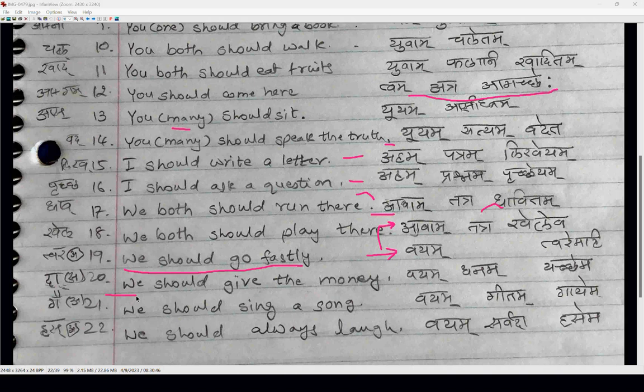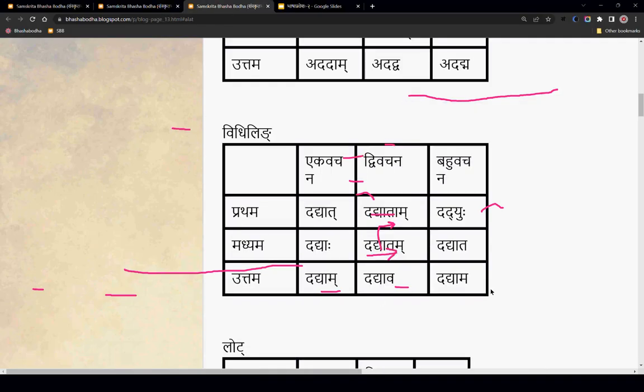Next one. We both should play there. Avam tatra kheleva or krideva also coming, right? Yeah, that is done. Next one. 20th is we should give the money. Vayam dhanam yachema. Now you use this. Da. Yeah. Yachema. If you use the da, that jyotyadi gana da, then the form will be different. Dadyama. Yeah.